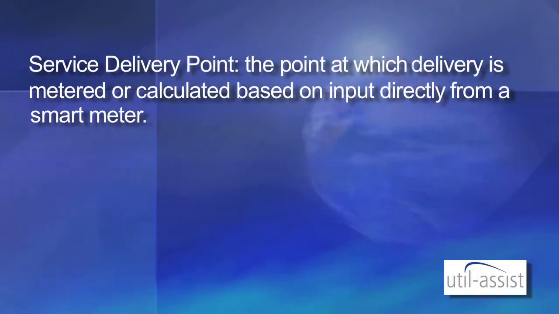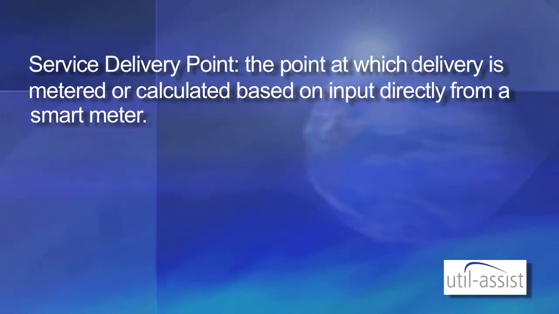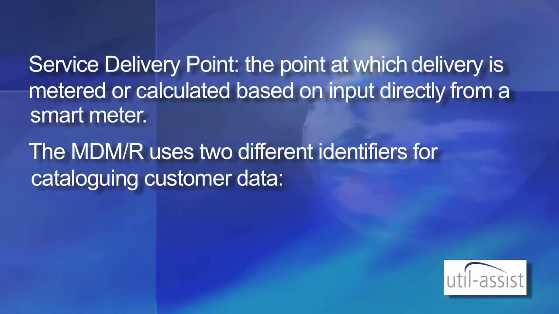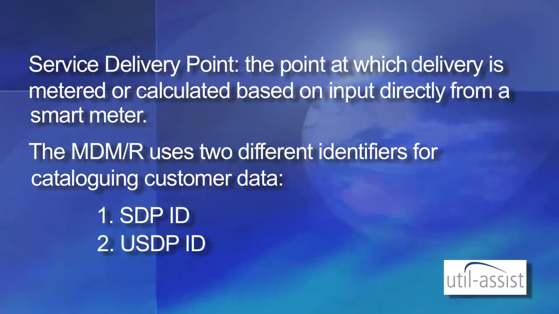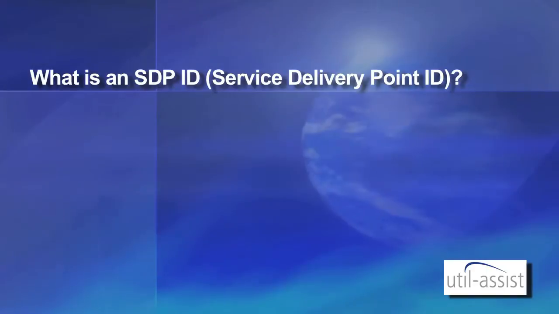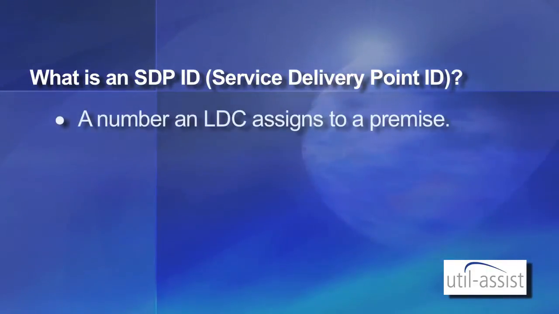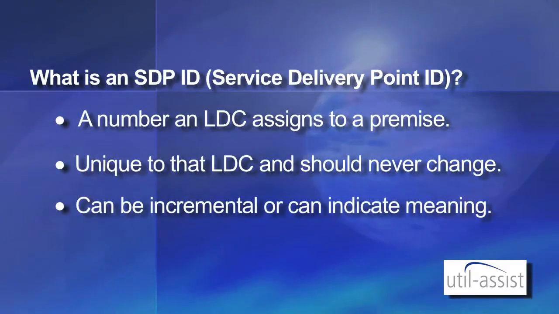Service delivery point is the point at which delivery is metered or calculated based on input directly from a smart meter. The MDMR uses two different identifiers for cataloging customer data: 1. SDP ID, 2. USDP ID. What is an SDP ID, or Service Delivery Point ID? A number that an LDC assigns to a premise, unique to that LDC and should never change. It can be incremental or can indicate meaning. So the SDP ID is supplied by the LDC and it relates to the premise.